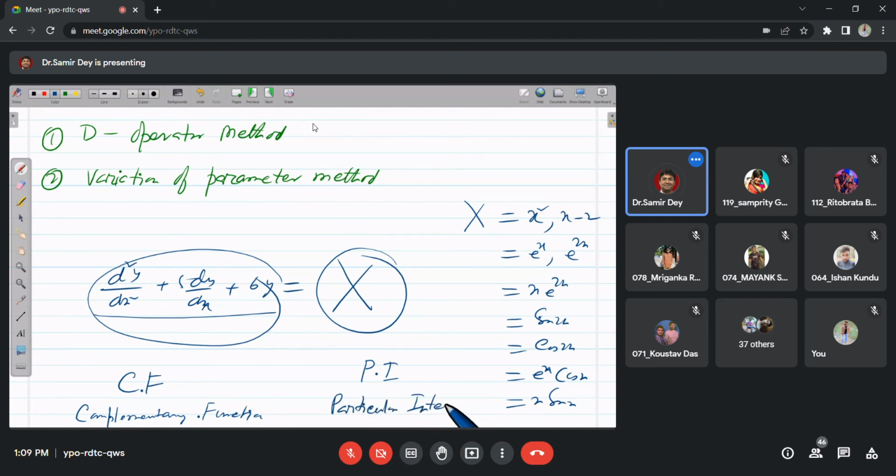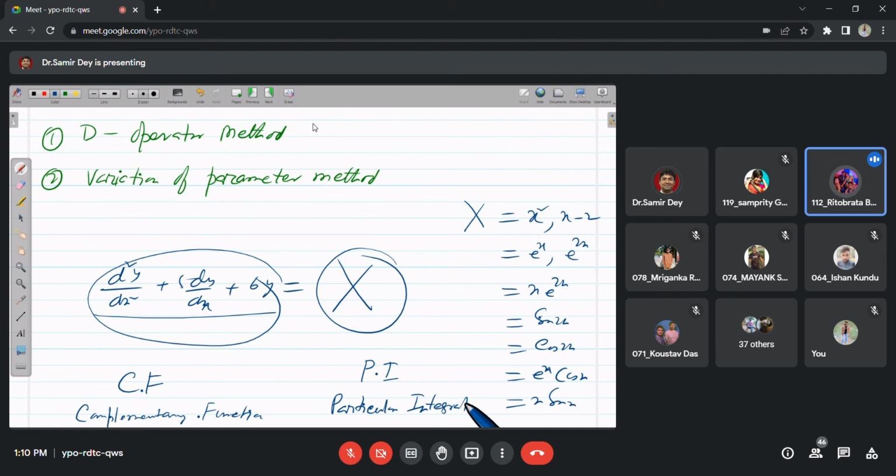Please write down. Is it clear? In higher order differential equations, there are two parts to the calculation. The first part is known as the CF part, that is, the complementary function calculation. And the second part is known as the particular integral. Is it clear? There are two parts to the calculation process. Is it clear to you?